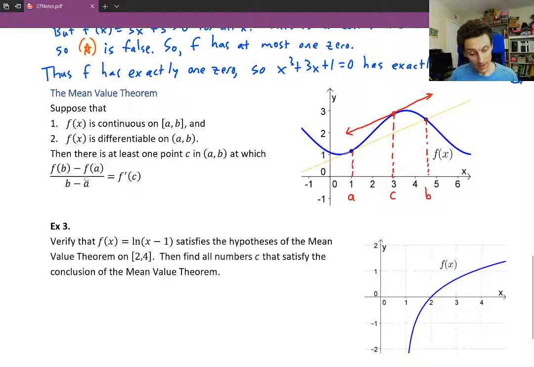Now when we look over to the algebraic way of writing up the mean value theorem, we have f of b minus f of a over b minus a. This is talking about the slope of the secant line, which, remember, we can think about as an average rate of change. The mean value theorem says that there has to be some place where the average rate of change is equal to the instantaneous rate of change, which is what f prime of c is representing.